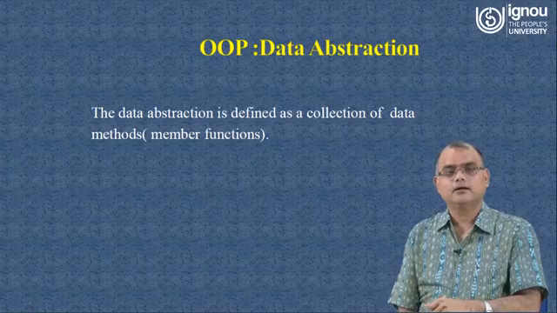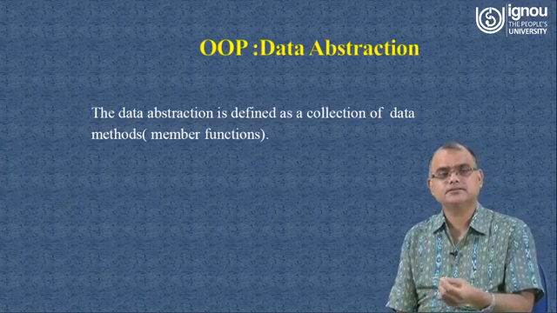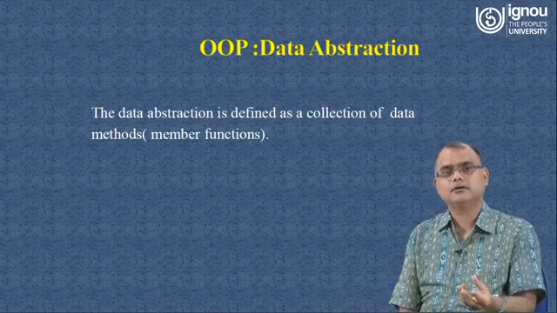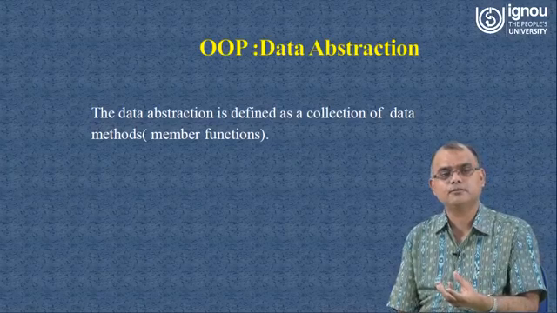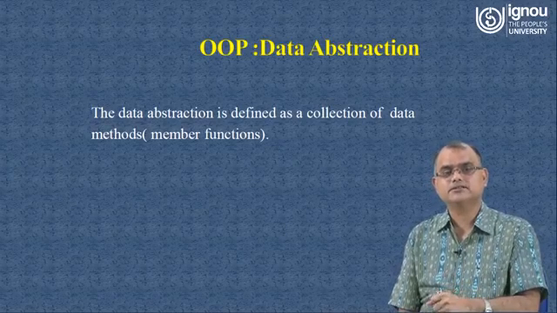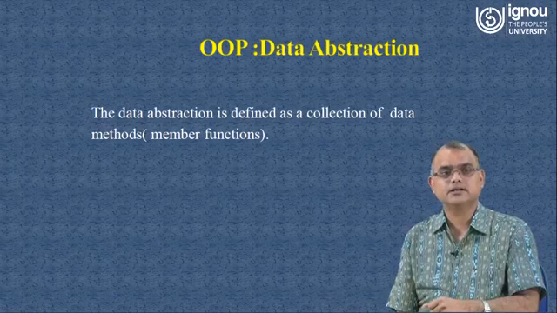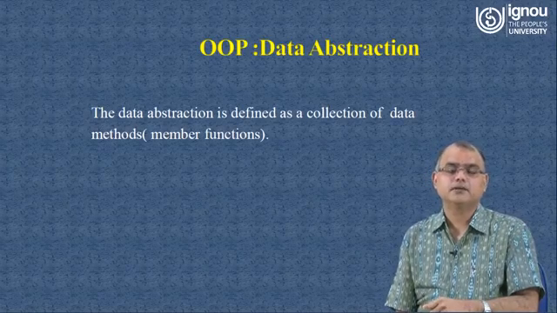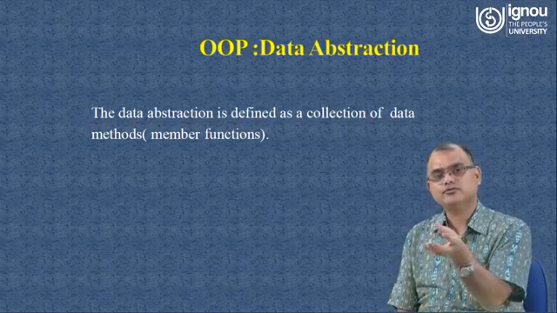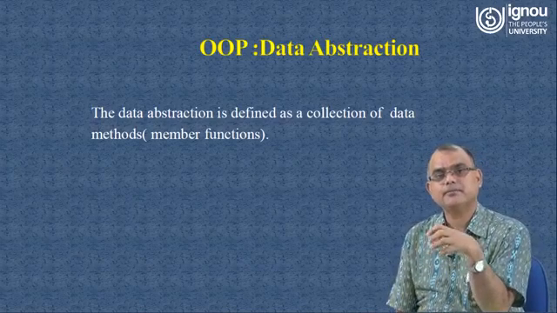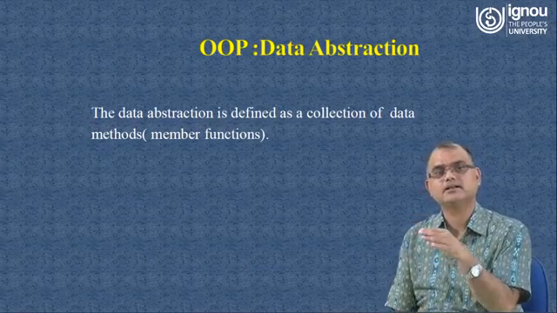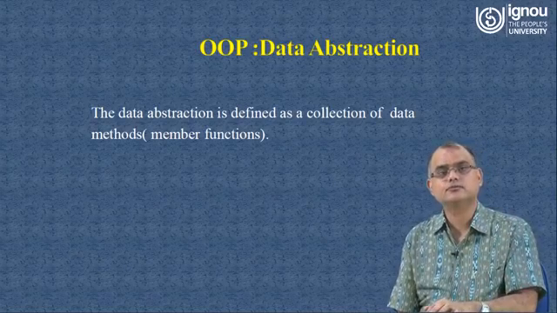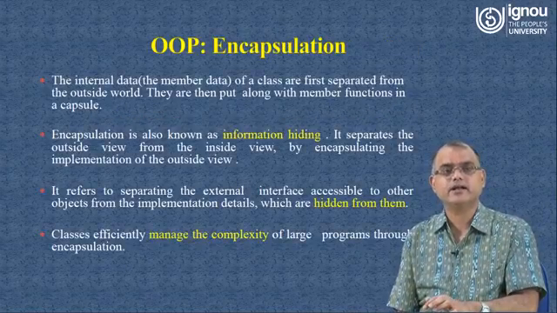And one important concept, as I mentioned earlier, is abstraction. One concept you have to remember is that data abstraction is defined as a collection of data and methods, member functions. Whatever is happening inside that particular member function you are not going to show to the outside world, and that also leads towards encapsulation and data hiding.